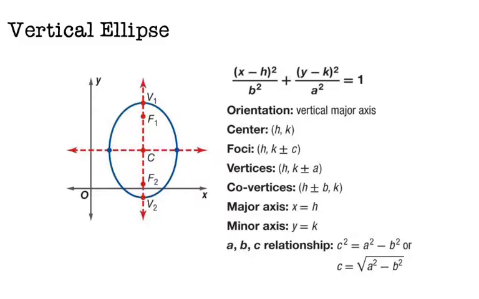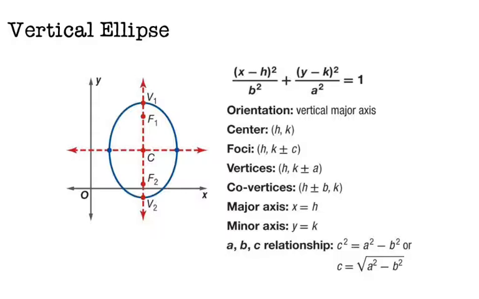The vertices are the 4 points on the outside edge of the ellipse. On here, they call them vertices and co-vertices, but most of the time I just say vertices. The major axis is x equals h, and minor axis is y equals k. And then on your foldable, we put some information for the eccentricity, and I put c equals the square root of a squared minus b squared to find c. You'll need that for your focus points.